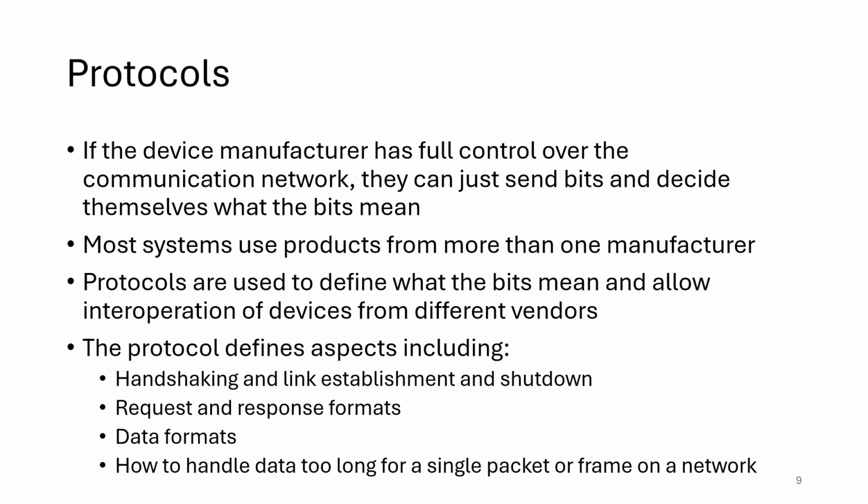There may be various request and response formats. For example, if you need some data from another device, you'll perform the handshaking, and then you'll send a request message, and then the other device will process that and send a response message containing the data that you've asked for. Then, of course, we need to establish what the data is. So there are data formats, as we've seen before, to handle things like strings or text, numbers, files, and so on. Another aspect we need to handle is data that's too long or too big for a single packet or frame on the network.